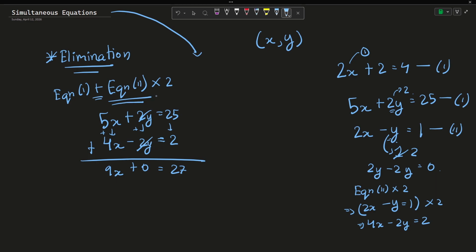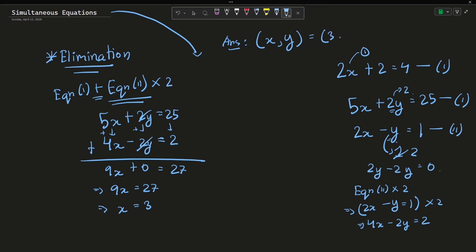We try to LCM the coefficient of the variables that we try to eliminate. So if we solve this equation, 9x is equal to 27. Now if I divide both sides by 9, we get x is equal to 3. As you guys can see, we have already found the value of one of our variables. So x is going to be equal to 3.